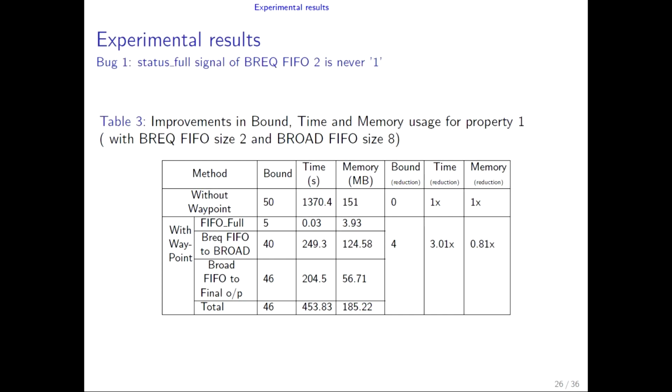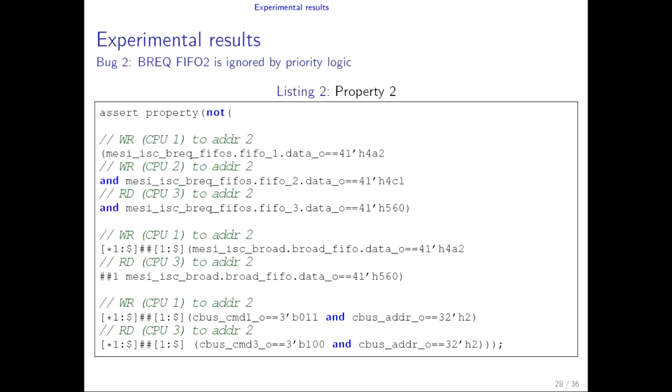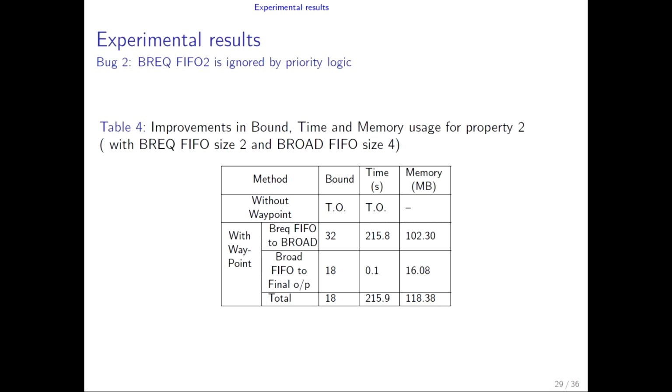Then we repeated the experiment with a different size for the broadcast FIFO. There was a second experiment with another bug introduced in the priority logic, which would again mask the request from BRIC FIFO 2, so it won't reach the broadcast FIFO because of the bug. Again, we can have a similar property for various assumptions about buggy regions and repeat the process along with waypoints and then observe the timing. This case was more interesting because without waypoints, the model checker was giving a timeout. With waypoints, we were able to prove the property in around 215 seconds.